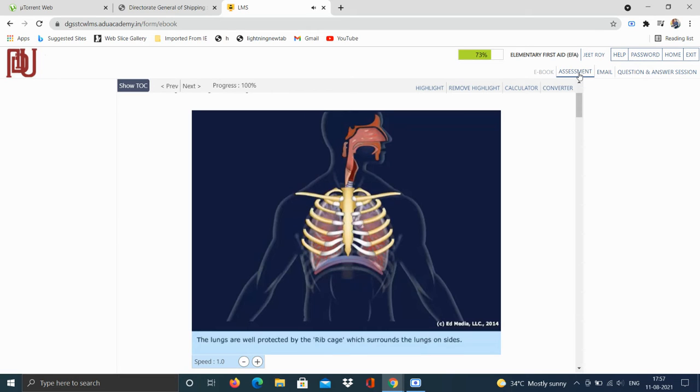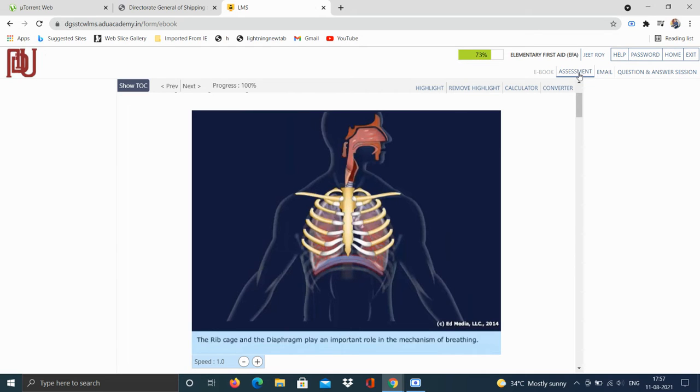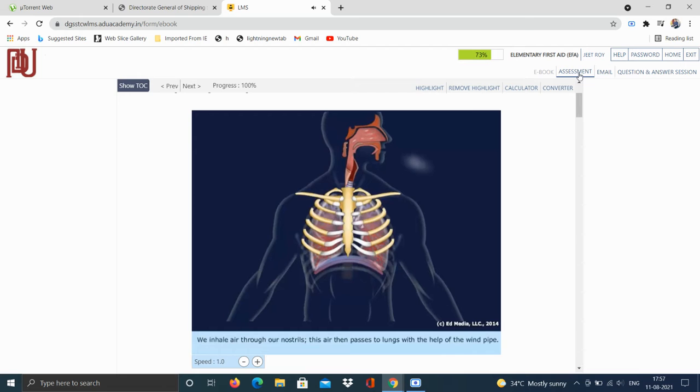The lungs are well protected by the rib cage, which surrounds the lungs on the sides. You can see that the diaphragm, a large muscular sheet, forms the base of the chest cavity. The rib cage and the diaphragm play an important role in the mechanism of breathing. Let us understand the mechanism of breathing. We inhale air through our nostrils.